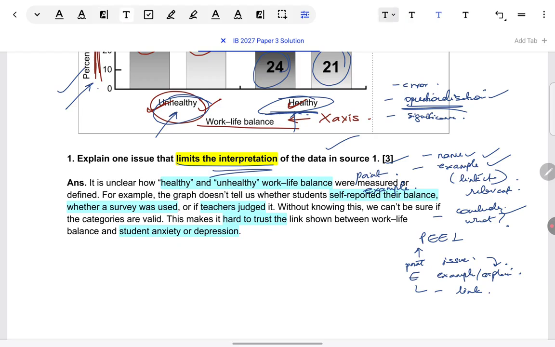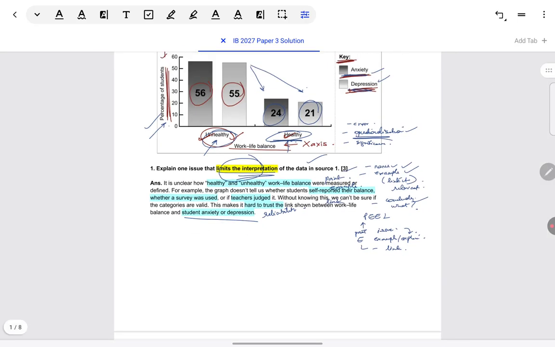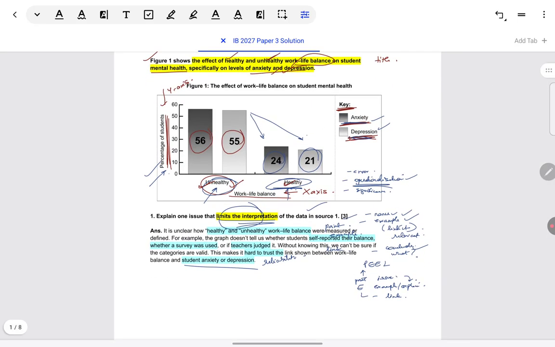Instead of using the word trust, we can also say reliability. We can question the reliability of the link between student anxiety and depression. So that is the issue that we are facing in interpretation. We conclude that way, linking back to what is asked in the question. So a 3 marker is as simple as that. Let's come to the next question.